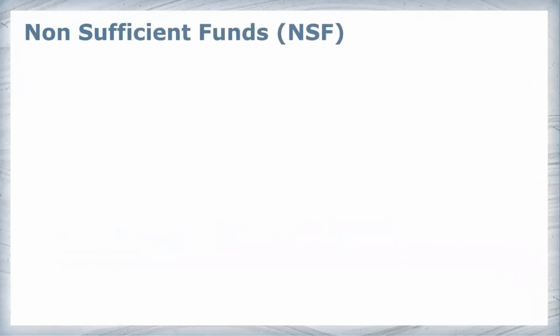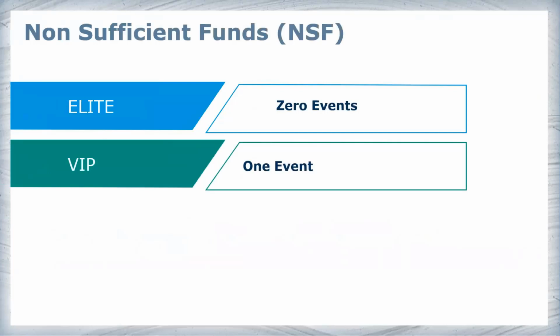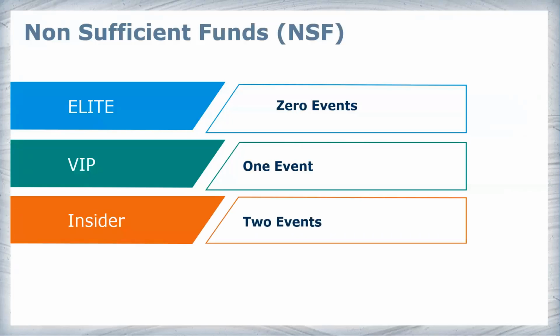So let's talk about NSFs, or non-sufficient funds. The guidelines are separated by the credit classes, and remember, we talked about the credit classes earlier. We have our elite, and they are considered elite if they have 0 events of an NSF. They would be considered a VIP if there is 1 NSF event. And they would be considered a credit class of insider if there are 2 NSF events.